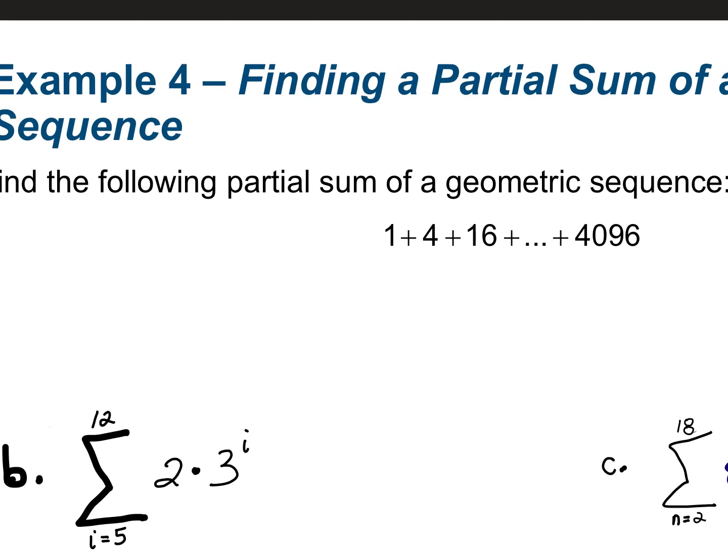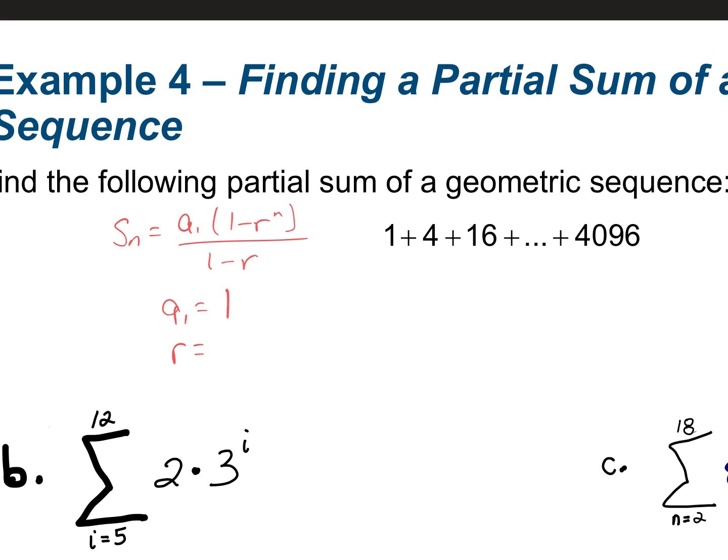So my formula, I'll do it over here. The sum of this is a sub 1, you can just put it in the numerator, times 1 minus R to the n, over 1 minus R, correct? So there's a bunch of stuff that we can just look at this and see exactly what we need. What is your a sub 1? What is the first term? 1. Good. What is your R value?